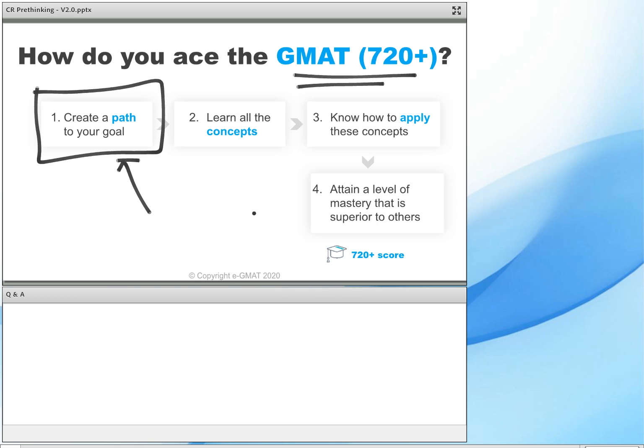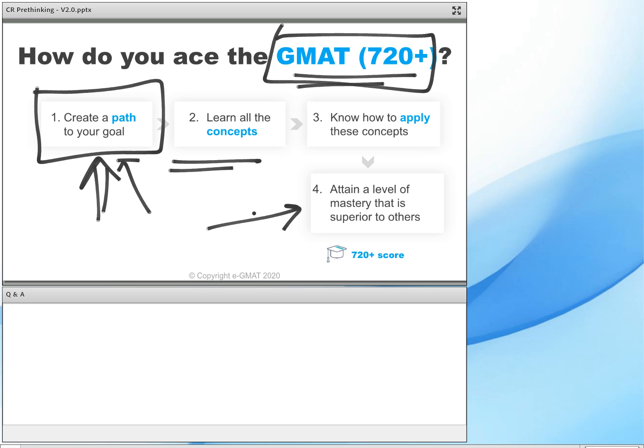Once you have that, and this seems like a lot of work, but once you have that, that's when you start learning. You learn all the concepts that you need to learn. But just knowing concepts isn't enough. You need to learn how to apply those concepts efficiently. This webinar is about applying those concepts, and you need to get so good at applying those concepts that you get to that 90th percentile or 99th percentile or better, so that you attain that level of mastery.